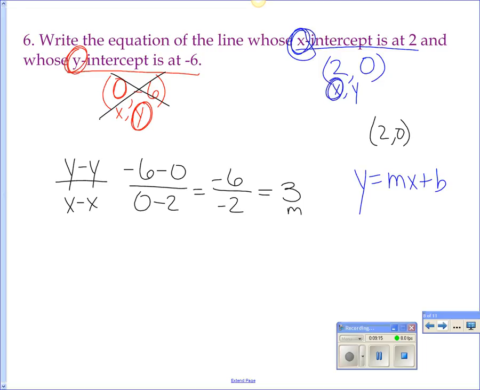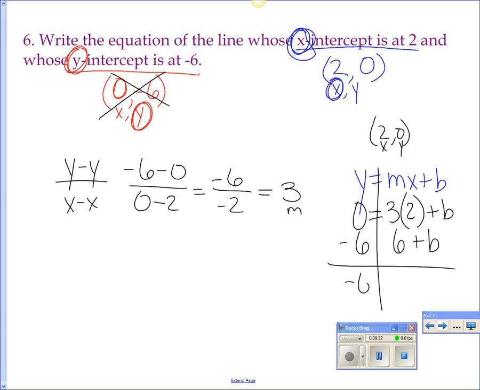I'm going to use that point. So I'll put in 0 for my y. m is 3, x is 2, plus b. So I get 6 plus b. Move it over to the other side, and negative 6 equals b. So y equals 3x minus 6.